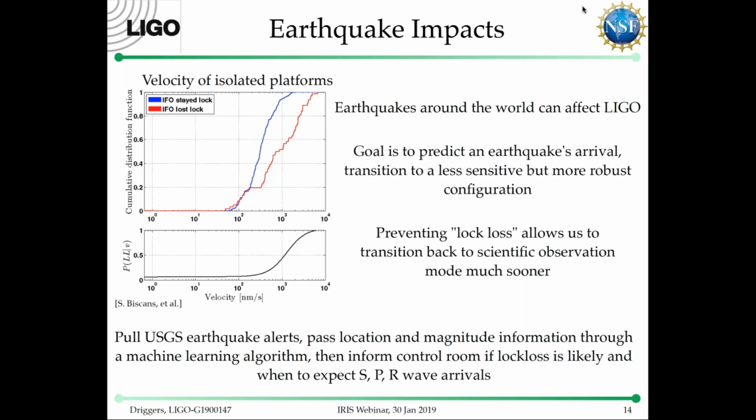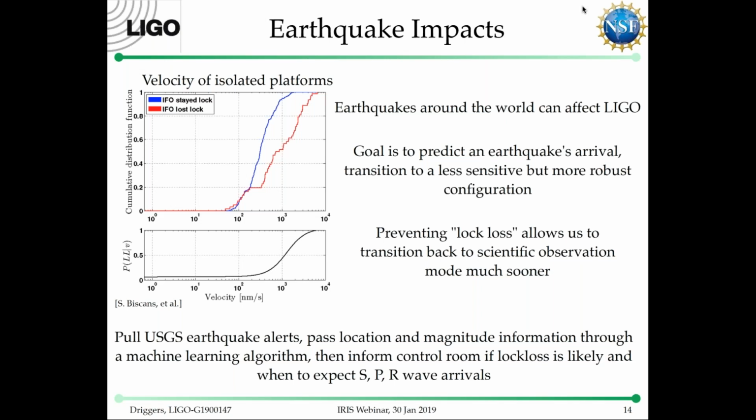But something that we're working towards is to push this velocity even higher. One of the things that requires, though, is some kind of advance notice that the vibrations from an earthquake are coming our way. So we pull the USGS earthquake alerts and have functions to tell us, based on the location, magnitude, and depth of the earthquake as reported by USGS, what is the predicted amplitude of the ground vibration and what time we are expecting the S, P, and R waves to arrive.